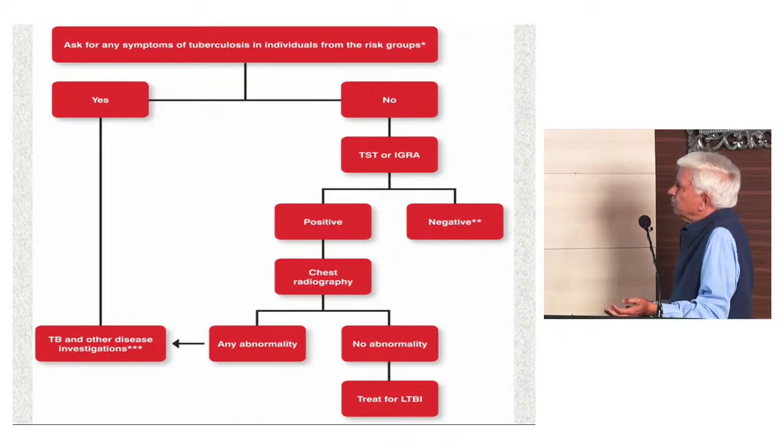But if the symptoms are not present in those groups which I just mentioned, then do the TST or IGRA test. And if it is positive, then you do chest radiography. If you find any abnormality, test again for tuberculosis. If the test is negative, then it is good. You don't have to do anything. But if the chest radiography does not show any abnormality, but the IGRA test or Mantoux test is positive, then treat for latent tuberculosis.